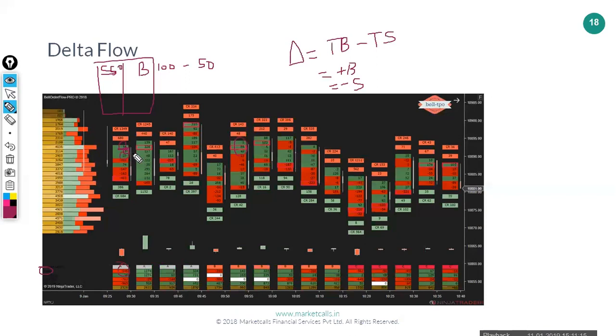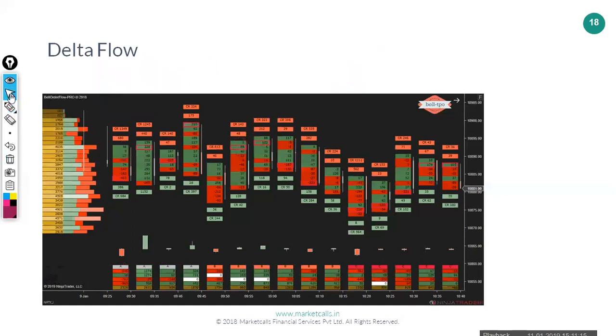So we can use this delta flow to understand if any major players are getting positioned before the move is about to get initiated. We call that delta pocket positioning, which I'll be talking about in the afternoon session, where we'll be showing the delta charts to explain where the big buyers or big sellers, the interested parties, are coming and initiating positions. That you can figure out from the delta flow.